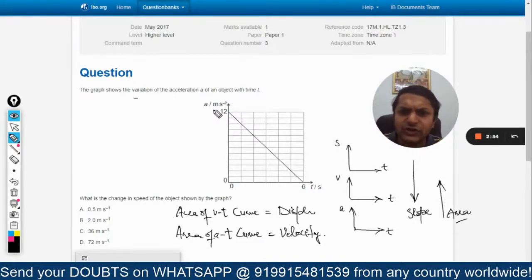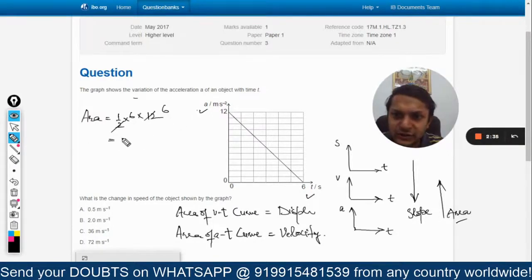So according to our question, we need to find the velocity, and the acceleration time curve is given. So the area of the AT curve will be equal to velocity. So what is the area? Half into base into height. So this is 6. So your answer will be 36 meter per second. So your answer is C. There's no doubt about that.